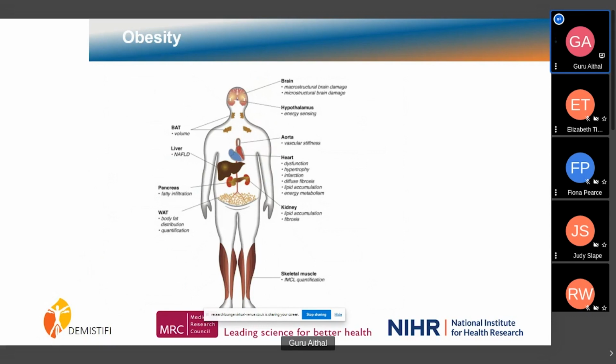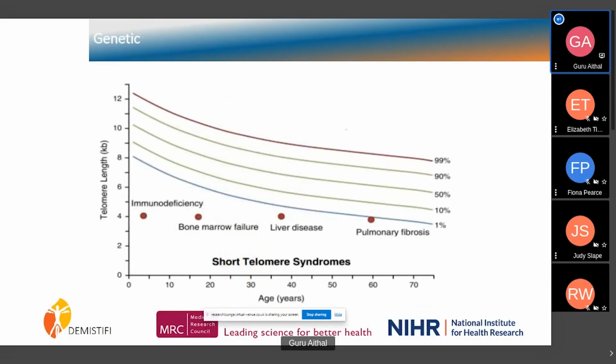Obesity is, as I mentioned, most explained for most people by excess fat being susceptible to inflammation, which is a metabolic inflammation, which is low grade and generates inflammatory signals, and individual organs respond to it. And if you look at obviously recognized pathways, one of them is what is called a short telomere syndrome.